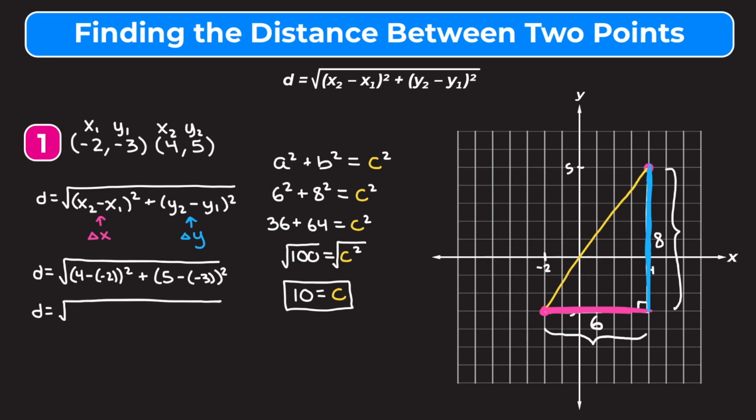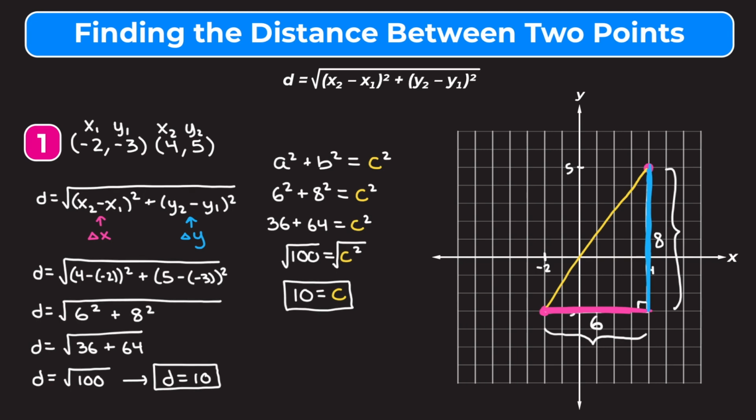So the square root, and 4 minus negative 2 is really 4 plus 2, which is 6. So square root of 6 squared plus 5 minus negative 3 is the same as 5 plus 3, which is 8. So 8 squared. And you may notice this looks very similar to the Pythagorean theorem we used on the right. And now we're going to continue to simplify. 6 squared is going to give us 36, plus 8 squared, which is 64. We're going to add them together. 36 plus 64 is 100. And if we take the square root of 100, we get that the distance is equal to 10 units.